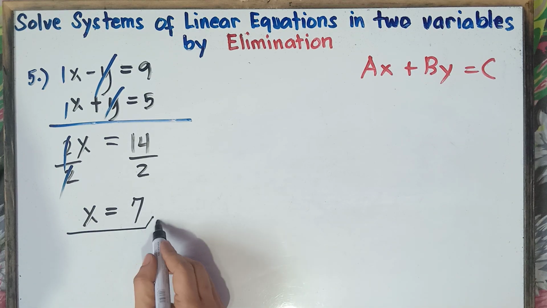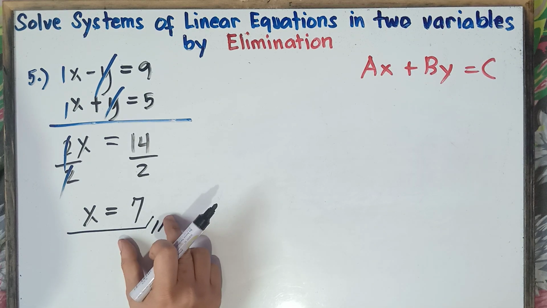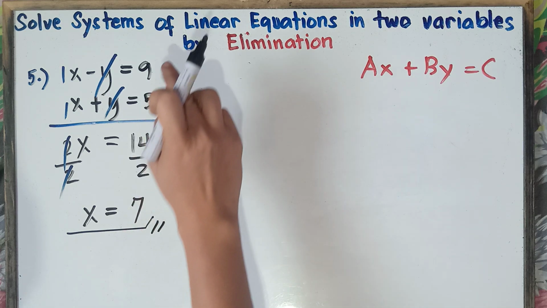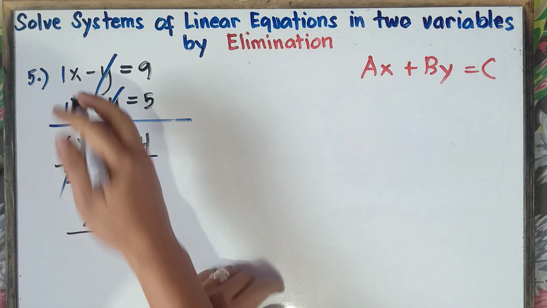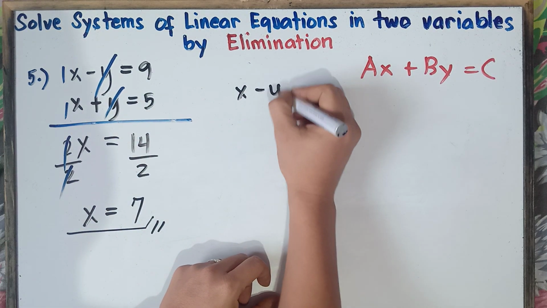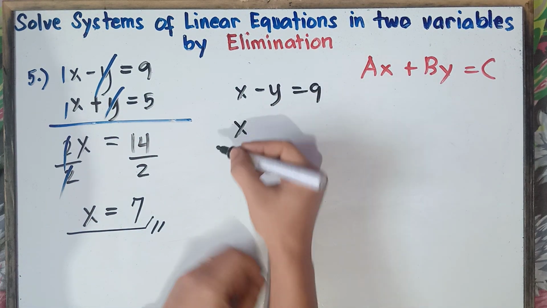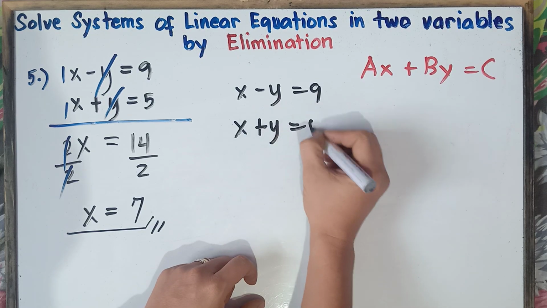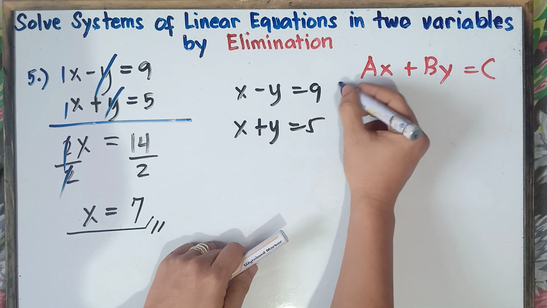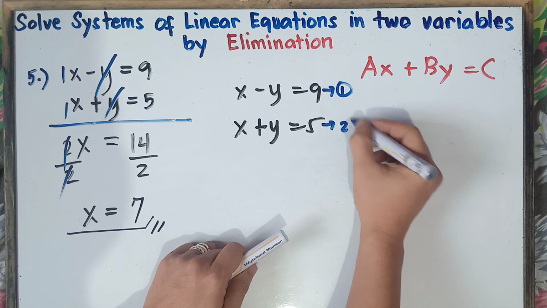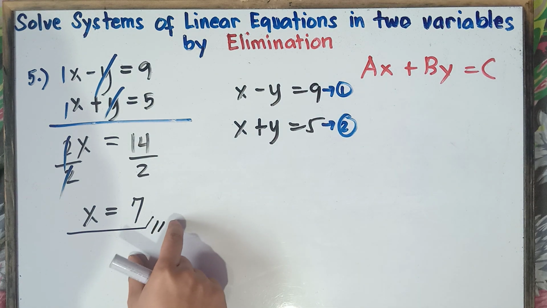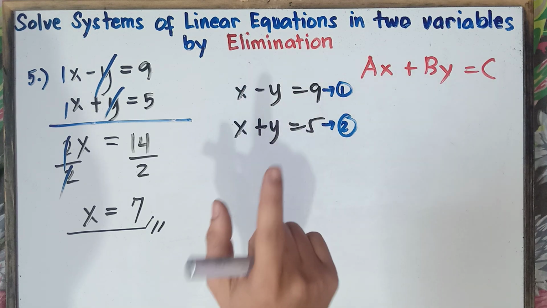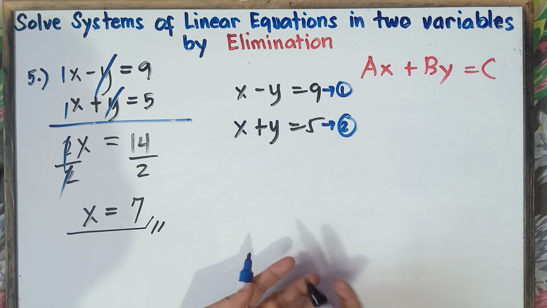Now to get the value of y, simply substitute the value of x in either the first equation or the second equation. You will have the same answer class. Once again, our first equation is x minus y equals 9, and our second equation is x plus y equals 5. It's up to you class, you will have the same answer.